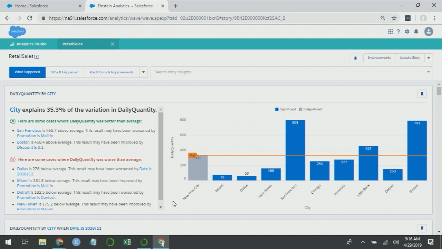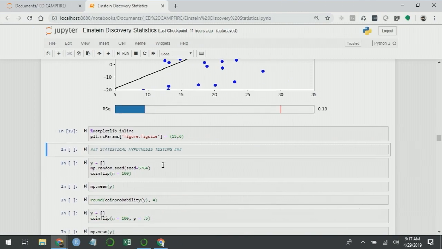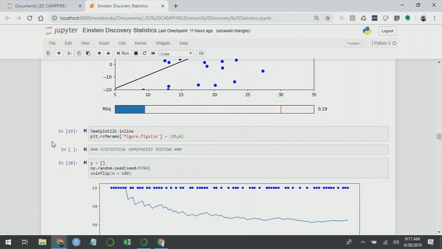You'll also note that New York City is a gray bar and the rest of the cities are blue bars. If you look at the legend, you'll see significant and insignificant. Ultimately, what this means is statistically significant and not statistically significant. So now we have to talk about what statistical hypothesis testing is. So to go back into Python, let's use a coin flip example.